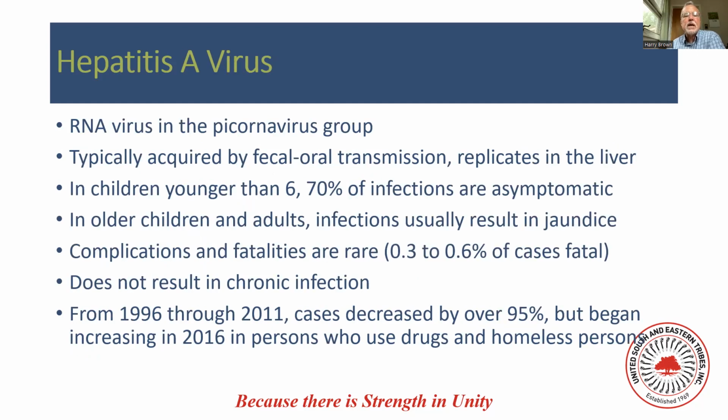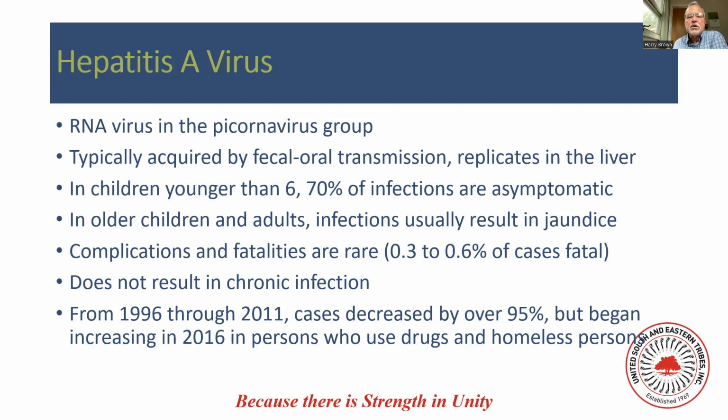I think hepatitis A is next. As opposed to hepatitis B, which is a DNA virus, hepatitis A is caused by an RNA virus. It's typically acquired fecal orally. In other words, you get it by eating, I'm not going to say. Anyway, it replicates in the liver, causes sometimes a terrible hepatitis, but it almost never becomes chronic.